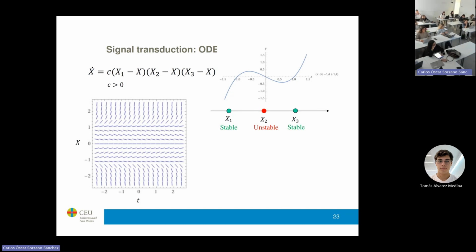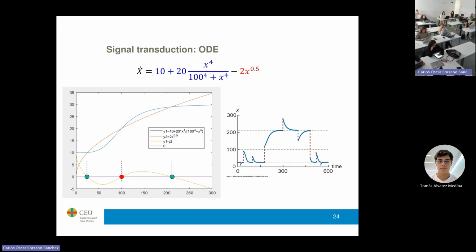So if you are at x equals 0 and you perturb it a bit, you will go either to 1 or to -1. And if you are at 1 or -1 and you perturb it, you will come back to the same minimum, to the same state. Okay.